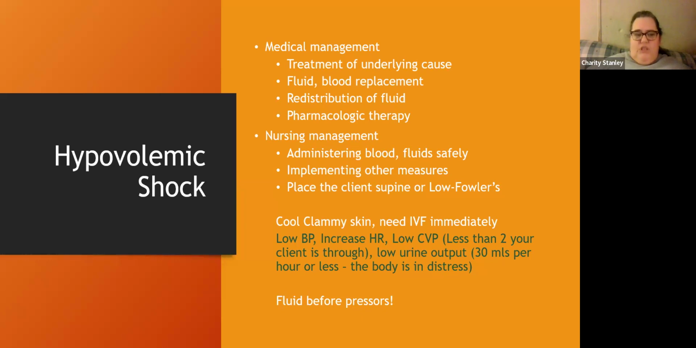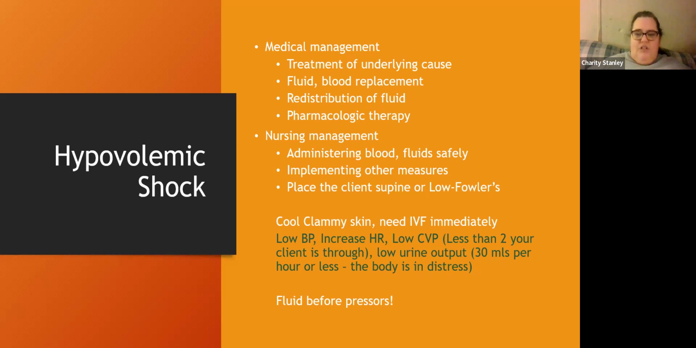So what's my patient going to look like with hypovolemic shock? Low blood pressure, because the fluid is getting gone. So there's not enough fluid to fill my pipes. So my heart, to maintain cardiac output, is going to increase its rate. And so with this, my CVP, my central venous pressure, is low. If it's less than 2, your patient is through. They're going to be DRT, dead right there. So low central venous pressure, they will die.